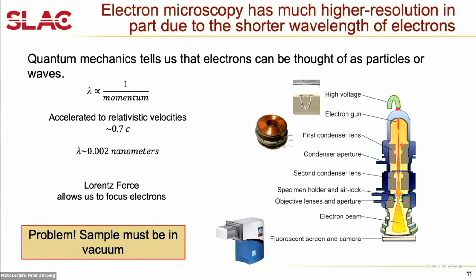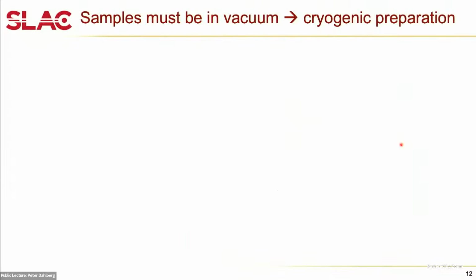Well, one way that we've figured out how to deal with this is that we freeze the sample first and then load it into the microscope. And that's what I'll call cryogenic sample preparation. So the way that we prepare samples at cryogenic temperatures is the following.